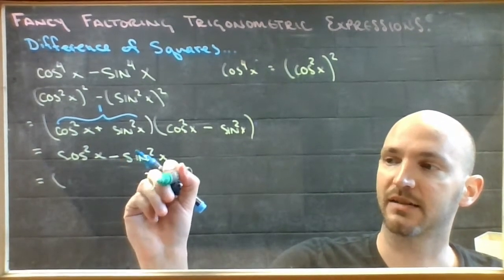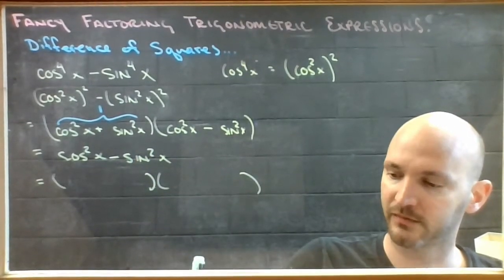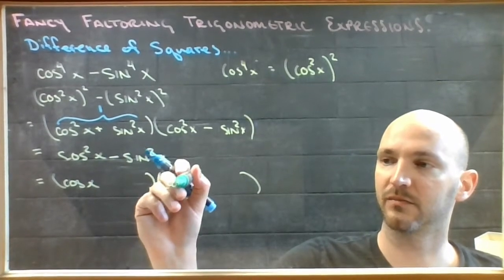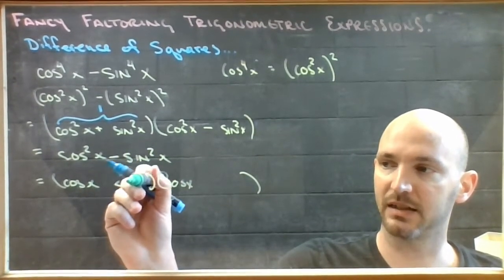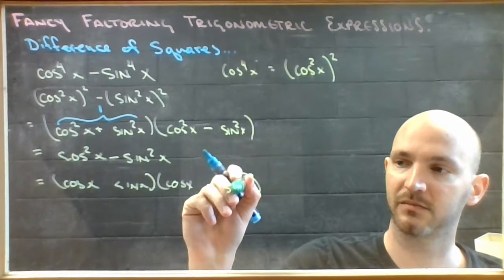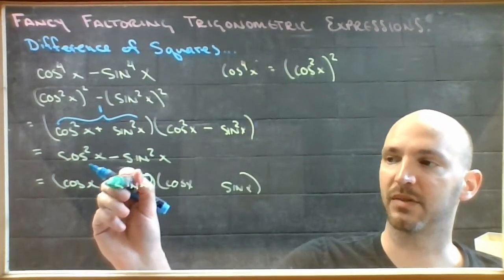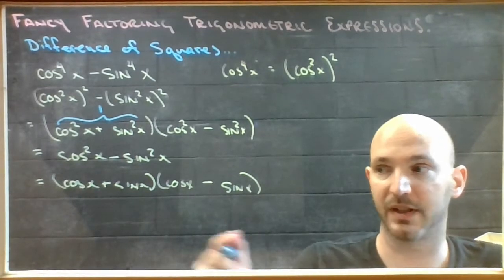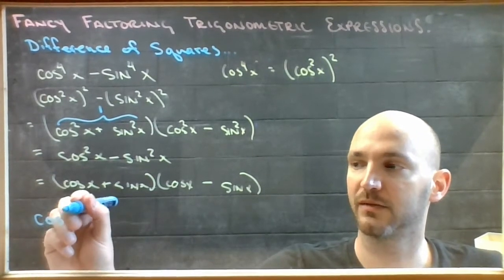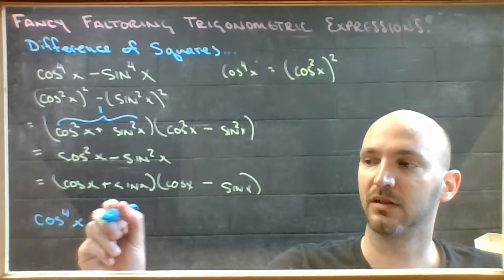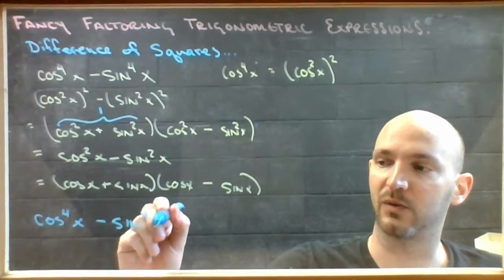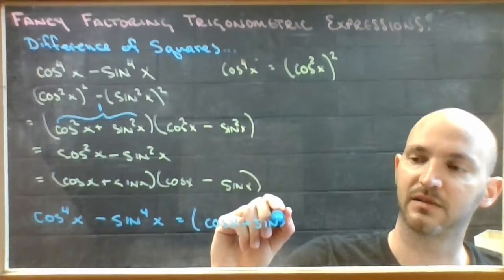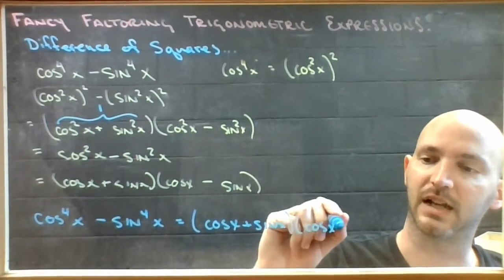2 new brackets. Put my cos in each bracket. Put my sine in each bracket. 1 is plus, 1 is minus. So there we go. So what I've just shown there is that cosine to the power 4 minus sine to the power 4 is the same as cos x plus sine x, cos x minus sine x.